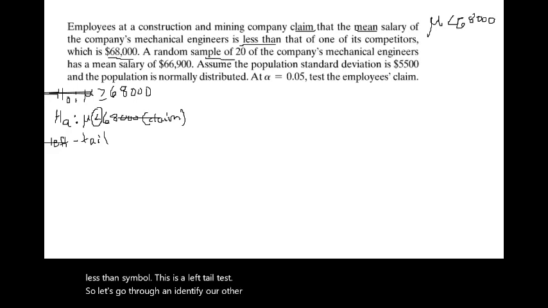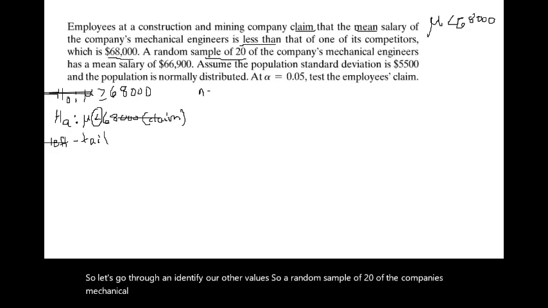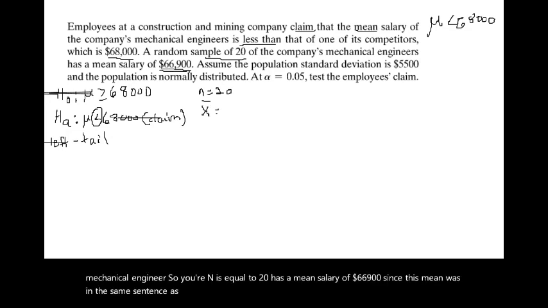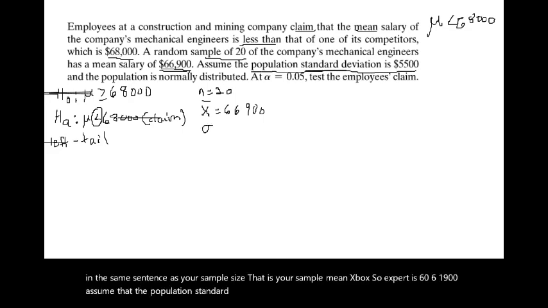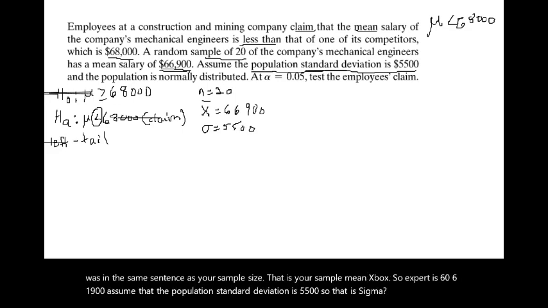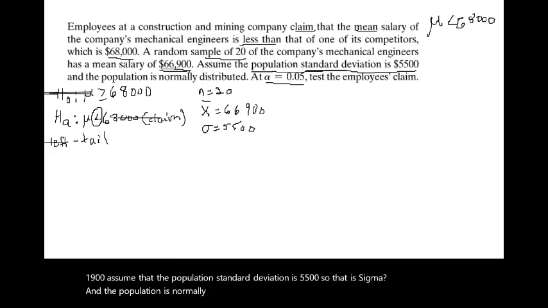A random sample of 20 of the company's mechanical engineers, so your n is equal to 20, has a mean salary of $66,900. Since this mean was in the same sentence as your sample size, that is your sample mean x bar. So x bar is 66,900. Assume that the population standard deviation is 5,500, so that is sigma. And the population is normally distributed. At alpha equals 0.05, we are going to test the employees' claim.